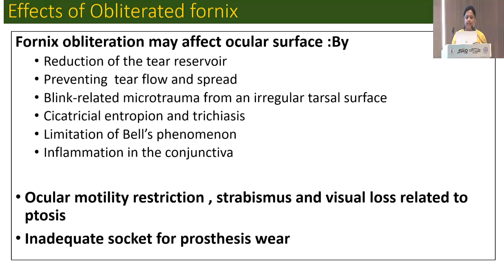If the fornix is obliterated, it may damage the ocular surface by reduction of the tear reservoir, preventing tear flow and spread, and blink-related microtrauma from an irregular tarsal surface. Ultimately, it leads to cicatricial entropion and trichiasis. There is limitation of Bell's phenomenon. The patient has a chance of nocturnal lagophthalmos followed by exposure keratopathy, and there will be constant inflammation of the conjunctiva. It causes ocular motility restriction, there may be strabismus, and in severe cases there may be visual loss related to ptosis. And there is an inadequate socket for a prosthesis in the case of anophthalmic eyes.